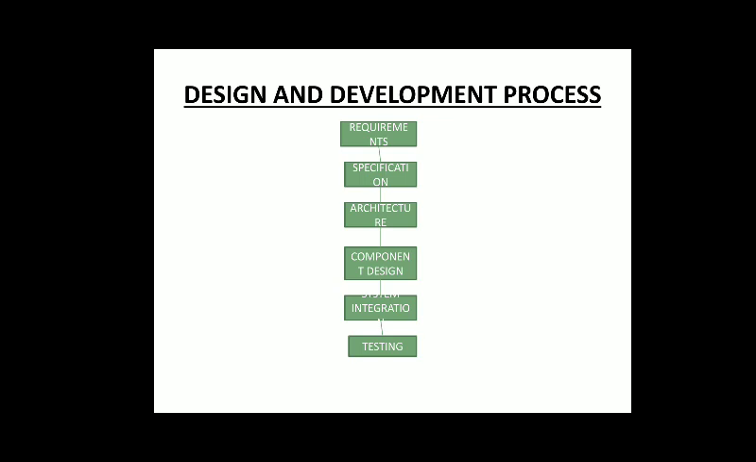So what are the steps in design and development? First is requirements, second specification, next architecture, then component design, then system integration, then testing. We have to test the system so that we can determine its faults and rectify them.